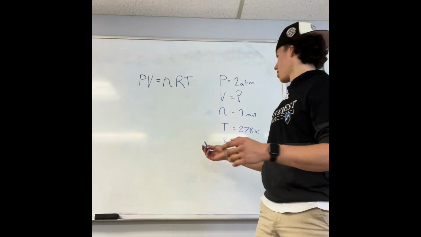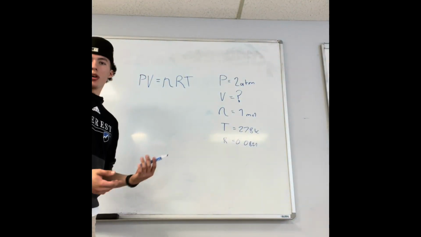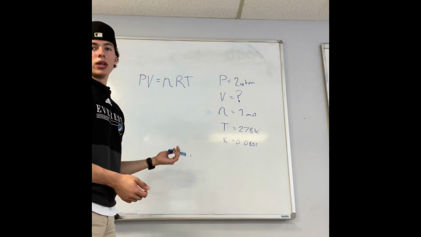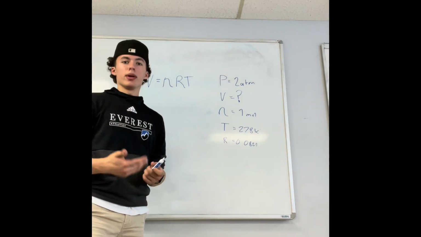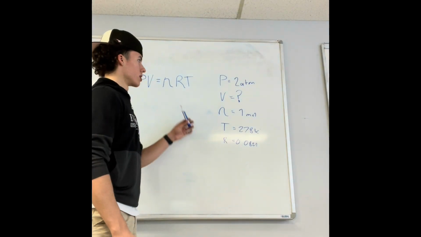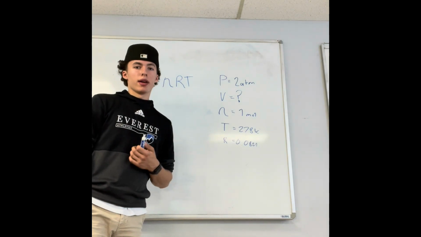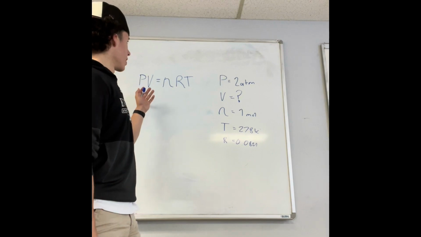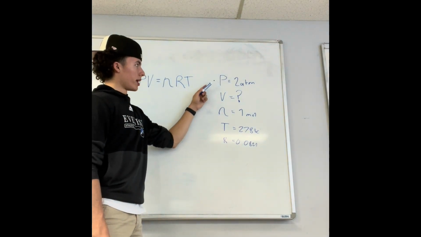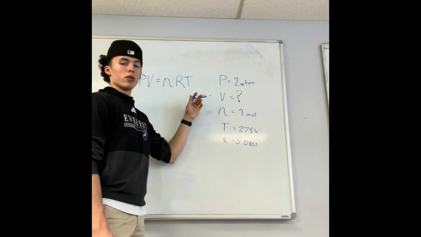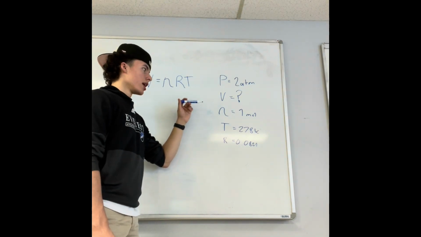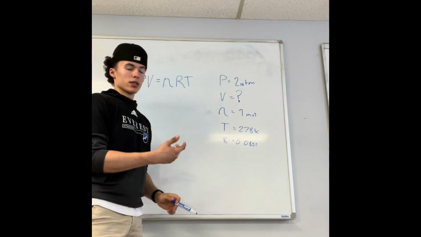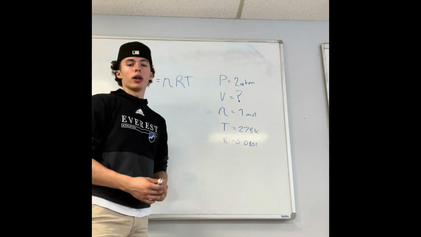So we're gonna do a little problem here and show how we use the ideal gas law, PV equals nRT, to find variables that we don't know. A lot of the time we use this formula to find variables that are not present in a scenario, to try to predict what they'll be. In this scenario, we're given pressure, which is 2 atmospheres. Volume is unidentified, which is what we need to find. The moles is 1 mole, the temperature is 278 Kelvin, and the ideal gas constant is always the same, 0.0821.